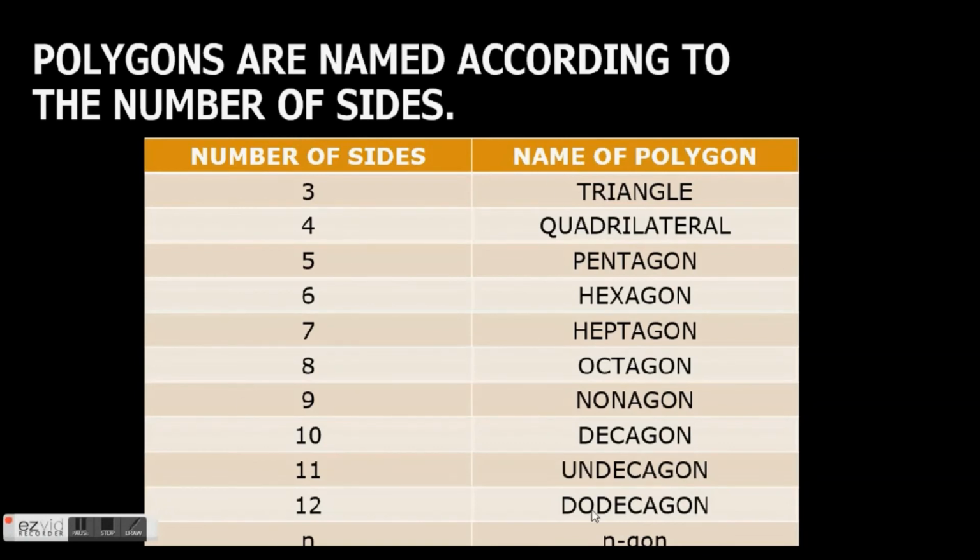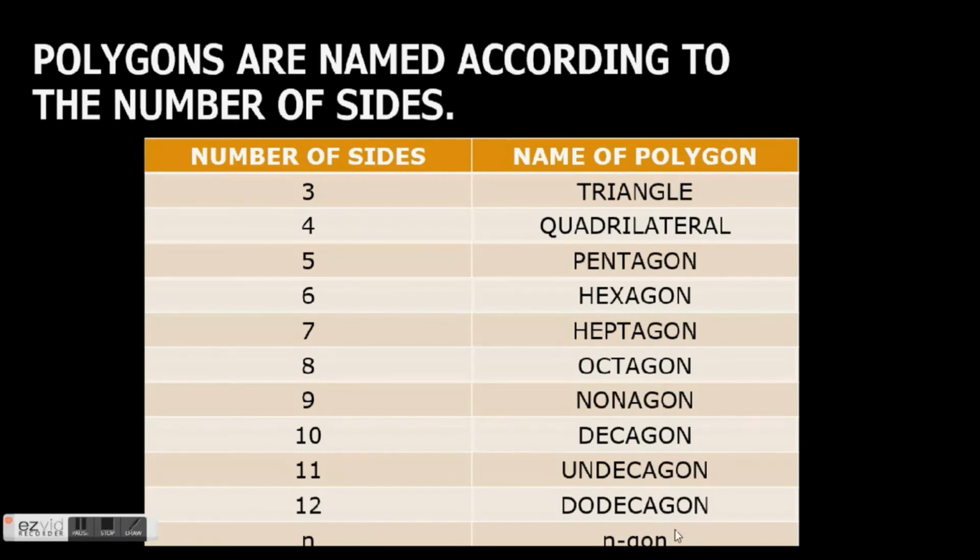Polygons are named according to the number of sides. Okay? So, ito yan. Ito yung mga number of sides and their corresponding names of polygons. Okay? Triangle, for 3 sides. Quadrilateral, 4. Pentagon, 5. 6-sided hexagon, 7-sided heptagon, 8-sided octagon, 9 nonagon, 10 decagon, 11 andecagon, and 12 dodecagon.